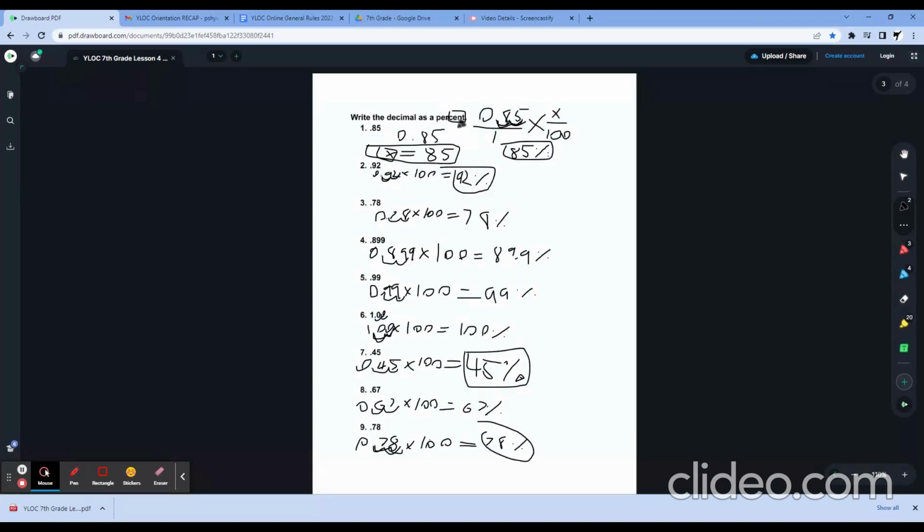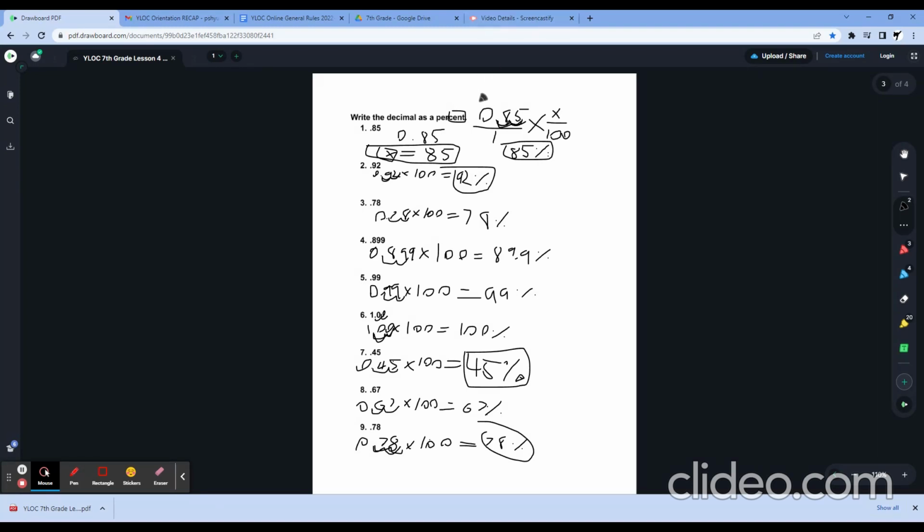So moving on to the next portion, write each decimal as a percent. When you see the word percent, you want to think of out of 100, because the word cent means 100. So a certain number out of 100. That's all a percent is.